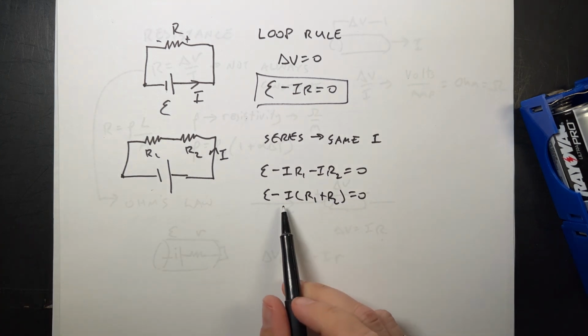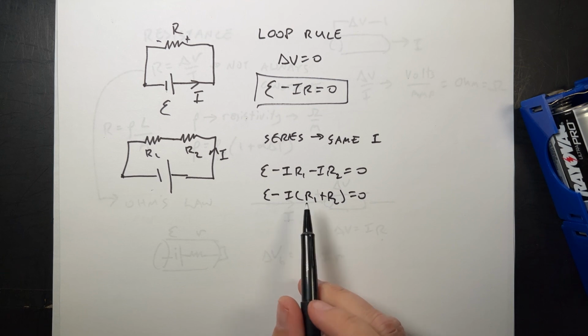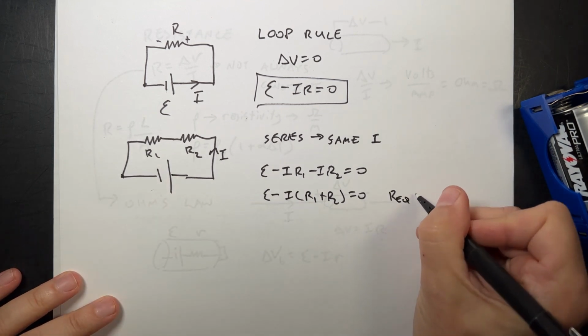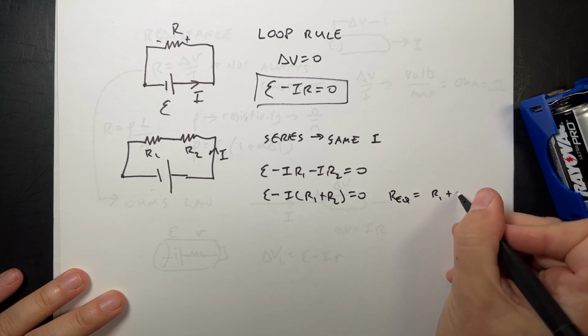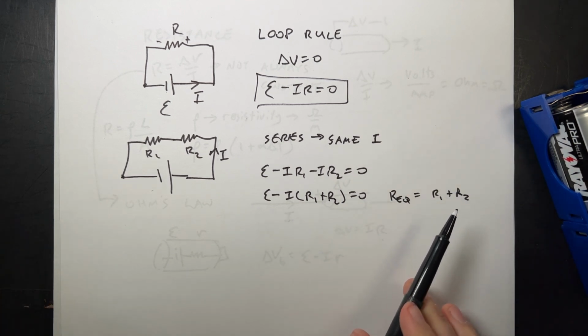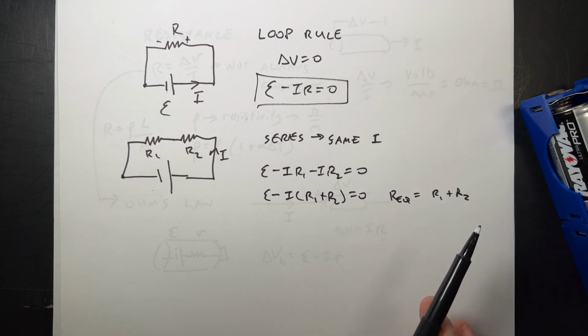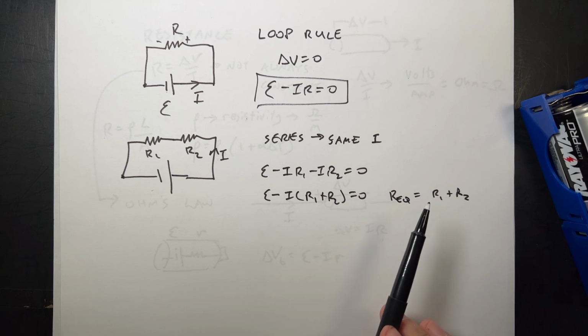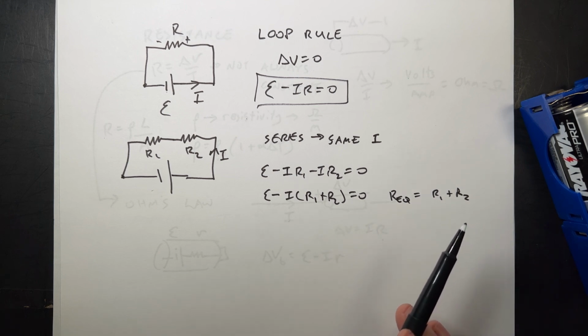And if I do that, then I could just replace these two resistors with one equivalent resistance of R1 plus R2. So when you have resistors in series, you can replace them with just one single resistor that's equal to the sum of them. And actually, if you had 10 resistors, you could do the same thing.